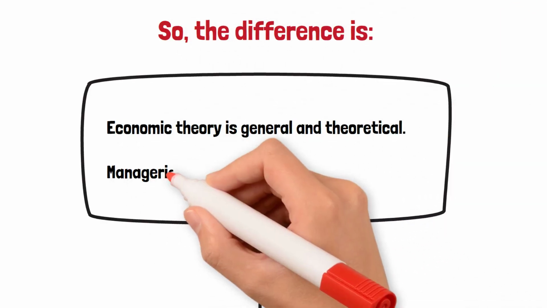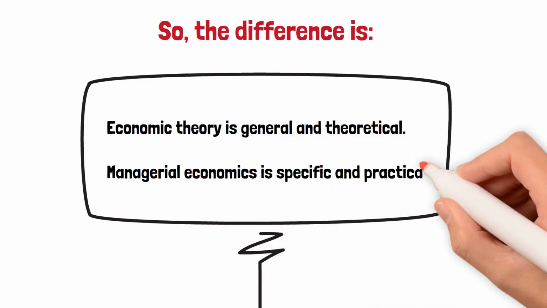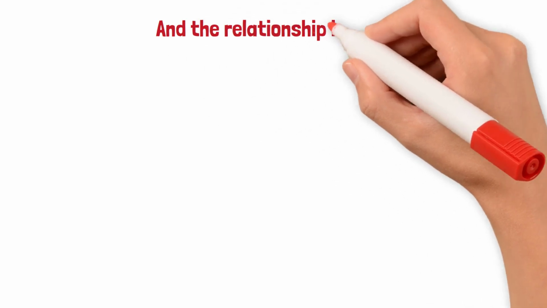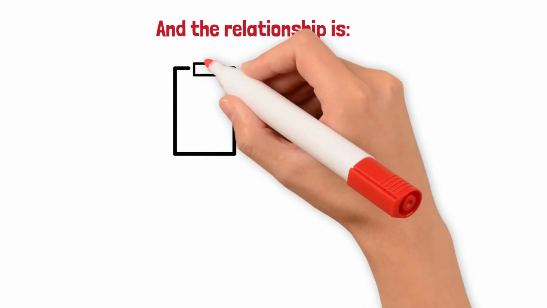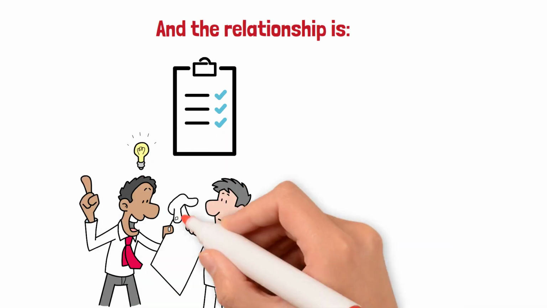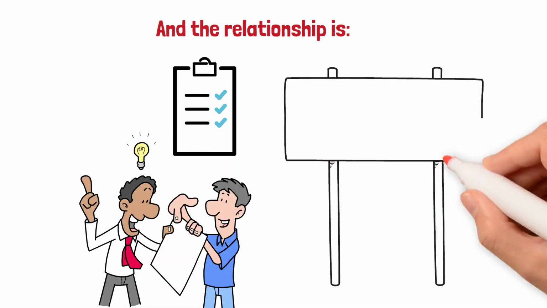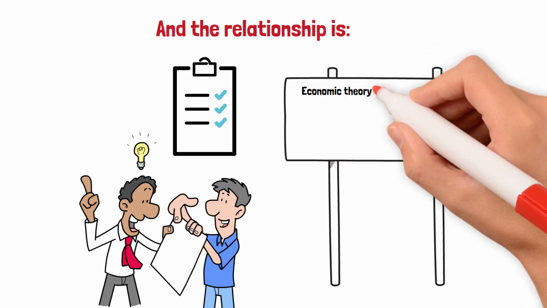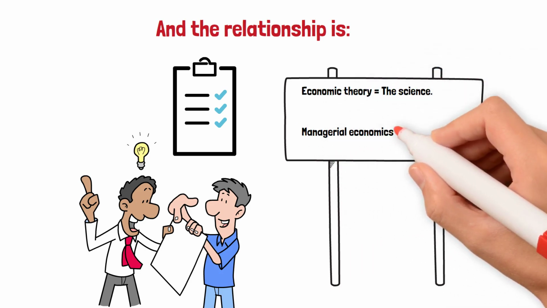Managerial economics is specific and practical. And the relationship is, economic theory provides the principles. Managerial economics applies those principles to make smart business decisions. In simple words, economic theory equals the science. Managerial economics, the applied art.